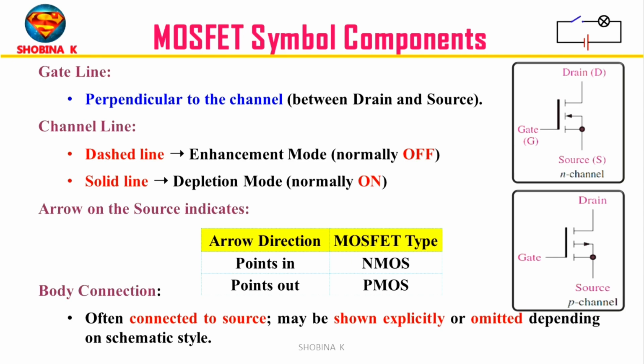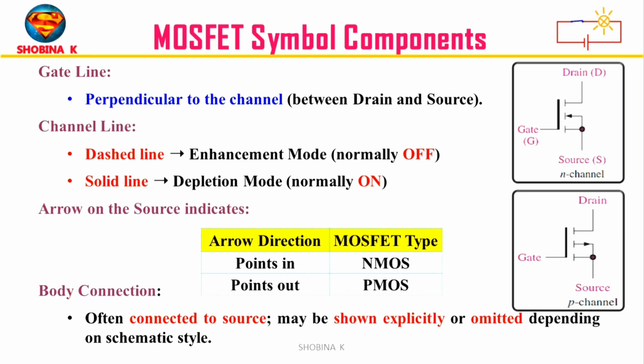Next, channel line. The channel is the path where current flows. It actually indicates whether the MOSFET is in depletion mode or enhancement mode. Dashed or broken line indicates that the MOSFET is in enhancement mode. In this mode, the MOSFET is off by default, but when you apply voltage to the gate, it turns on. Solid line indicates that the MOSFET is in depletion mode. In this mode, the MOSFET is normally on without any voltage applied to the gate.